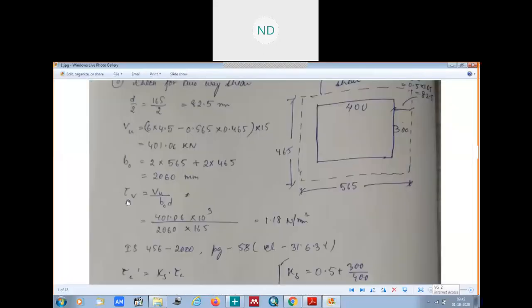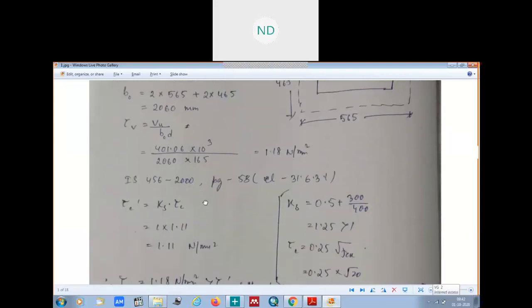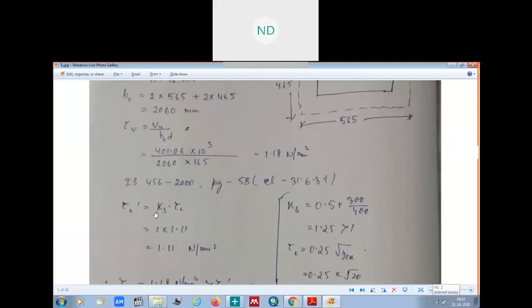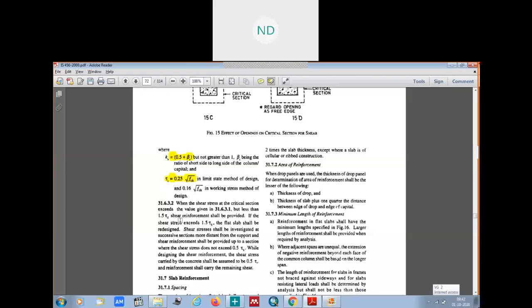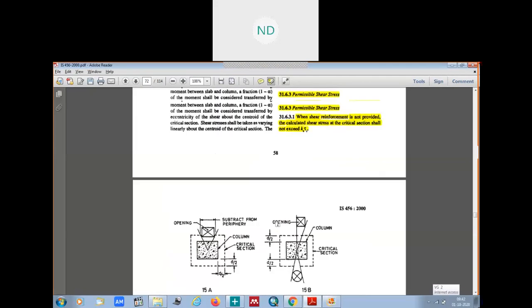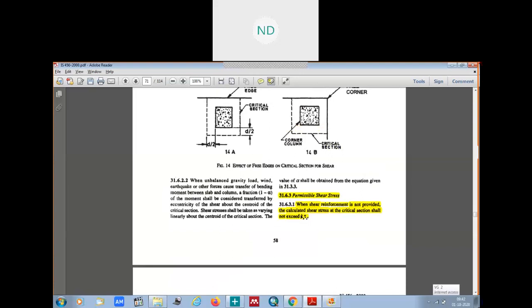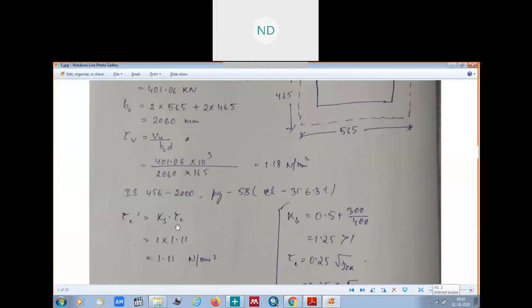Okay, so let us check now whether this shear stress is less or greater than the one provided to us in clause 31.6.3.1, that is the tau c value. So if we see here, what was the tau c value? This tau c dash, we can consider it to be tau c dash. So tau c dash is ks into tau c, ks into tau c, this one.